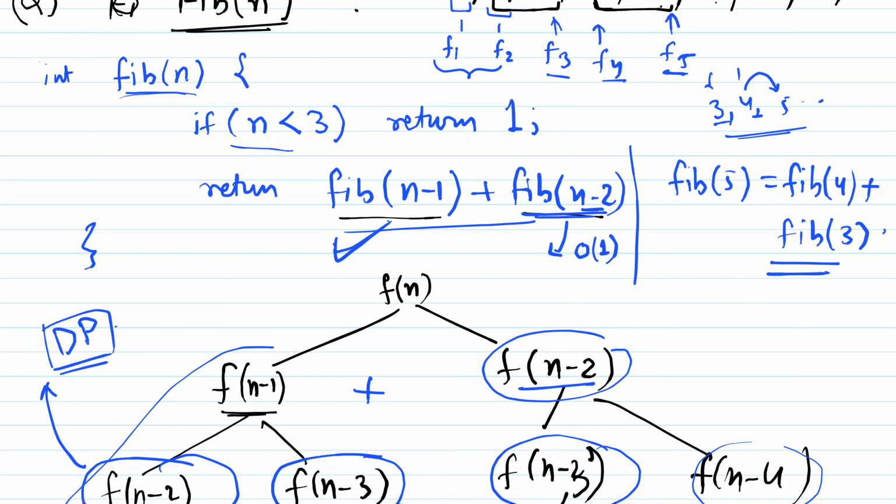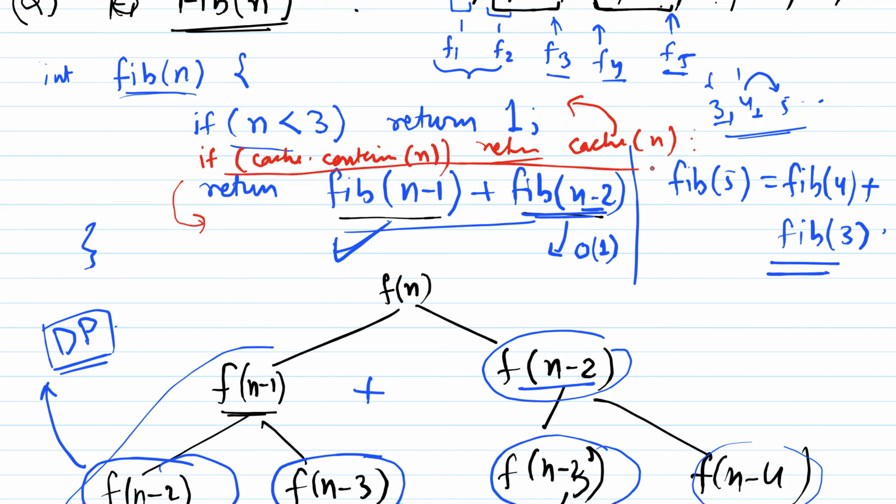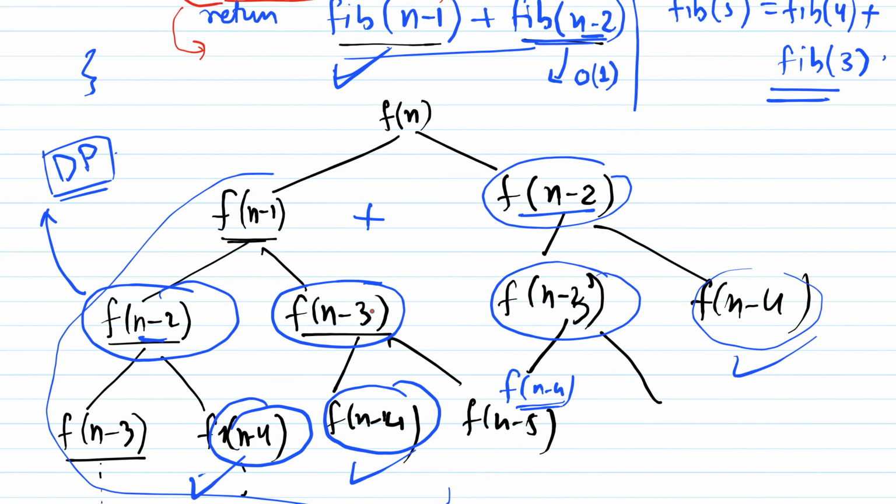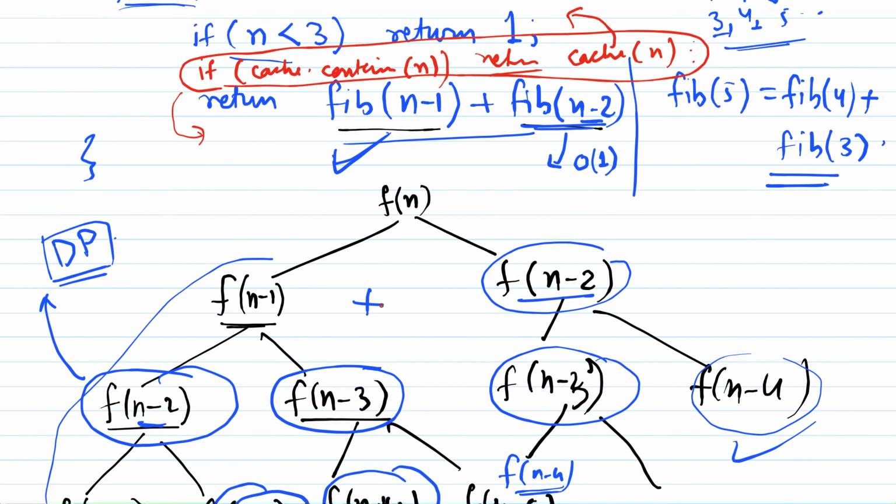So after this base case, if there is such a scenario, what we will do: if cache contains n, then return the cached value. So again, if it's present in the cache, it will return this, otherwise it will continue. If you add this caching step, also called memoization, then it will work. Otherwise this will be a wastage of computation. It will compute the same thing again and again.